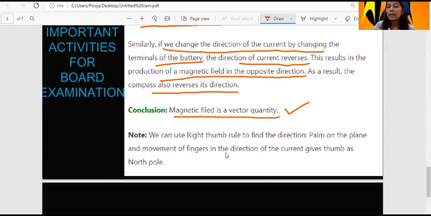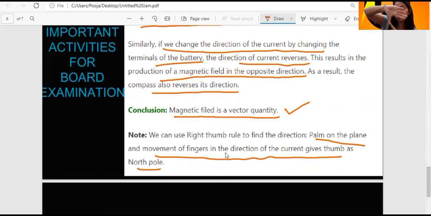See, it is written also, palm on the plane and movement of fingers in the direction of current gives the thumb as north pole. So what I am saying, listen to me carefully. The thumb represents the direction of your current. When the current is moving in the upward direction, the deflection is in the anti-clockwise. And when the current is moving in the downward direction, the direction of magnetic field lies in the clockwise direction. So I hope I have made all the things clear to you.